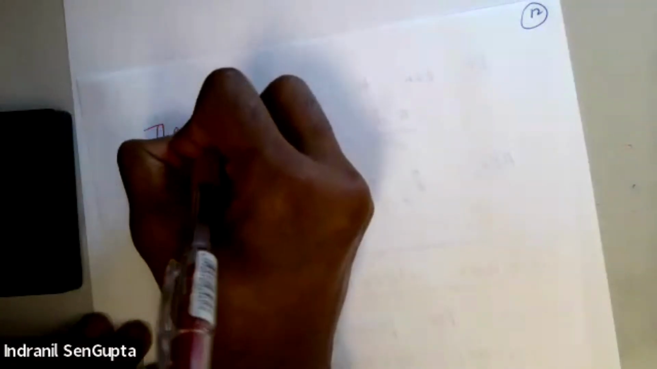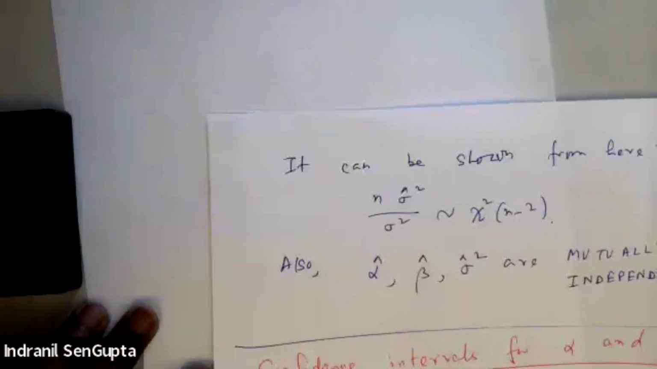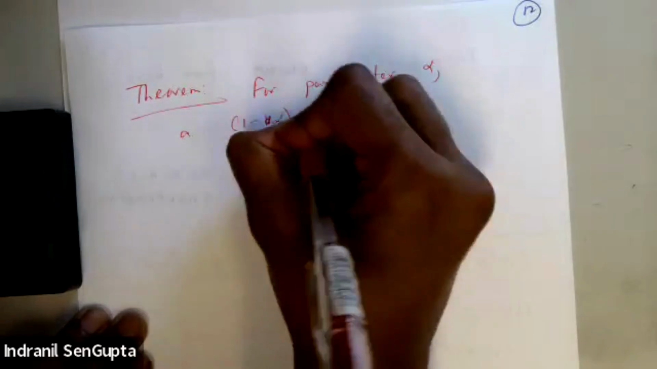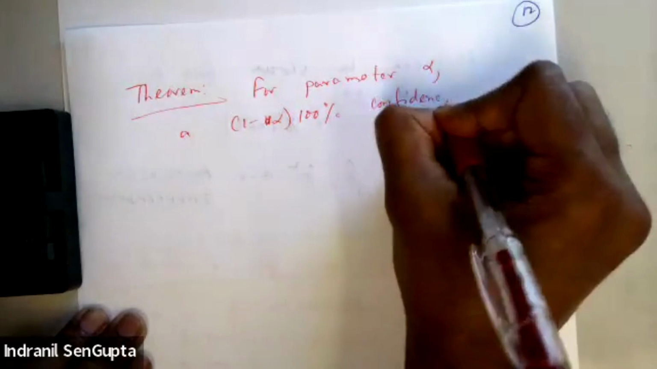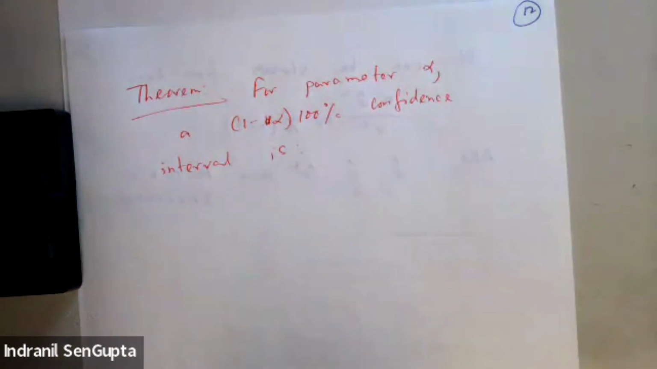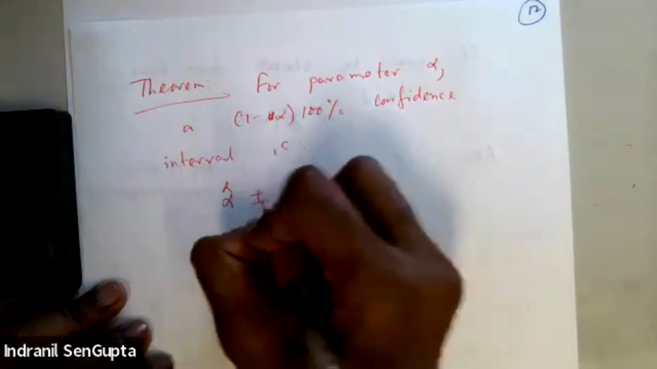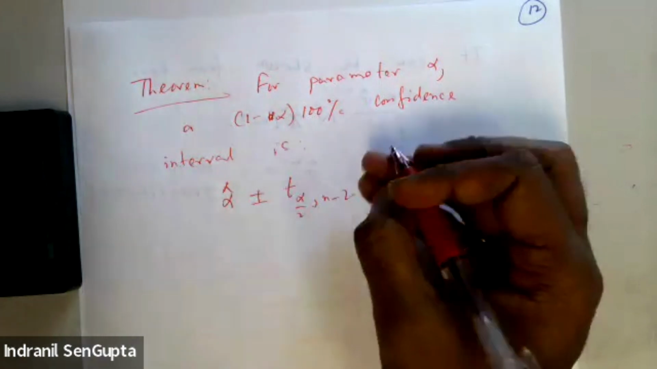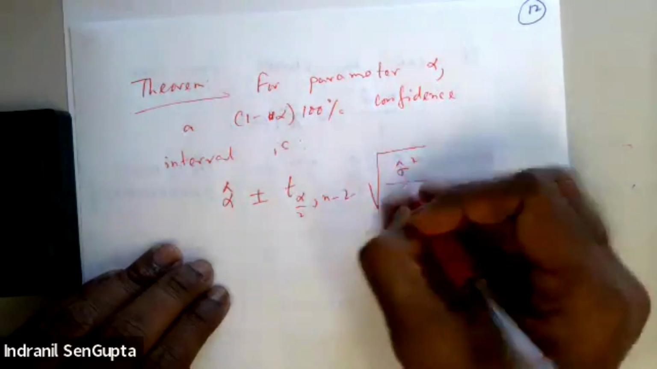Finally, as you can imagine, the last one should be for alpha. So here is the theorem for the confidence interval for alpha. Theorem: for parameter alpha, the 1 minus alpha 100% confidence interval is given by alpha hat plus or minus t of alpha over 2, n minus 2, and then sigma hat squared over n minus 2.